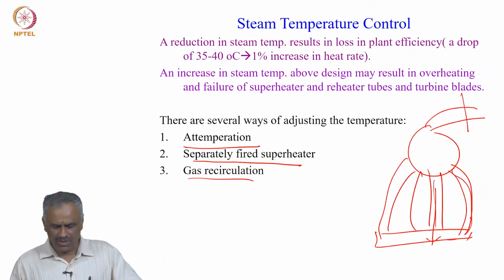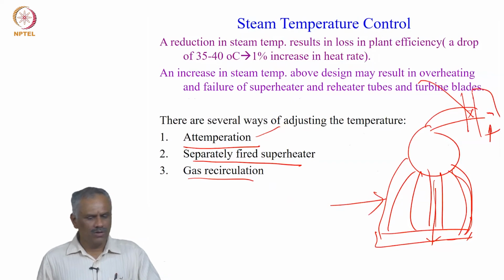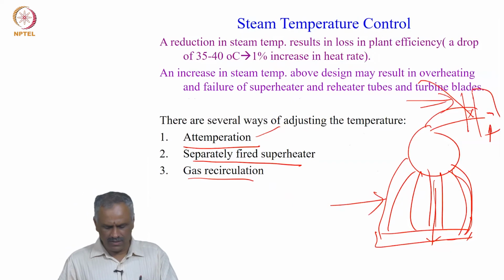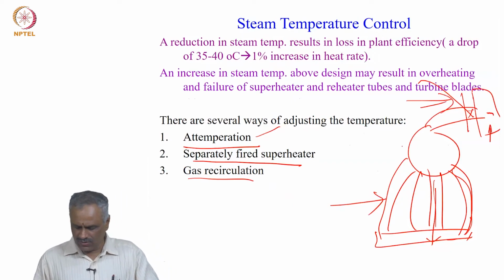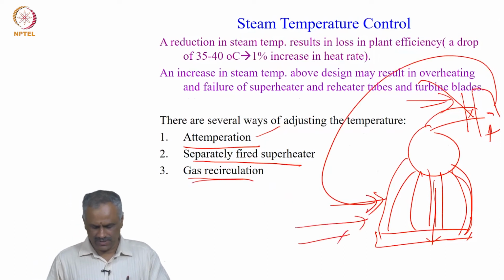How to control this temperature? The temperature can be controlled by injecting some extra water into the steam, called attemperation. Otherwise, you can operate a separately fired superheater: after the steam goes to the superheater, the superheater is fired separately and the evaporator is fired separately. That means you should have another burner set here, but it is very difficult to have that. Otherwise, to reduce the temperature, you bring back the gas which is going out, instead of air and fuel, and that is called gas recirculation.